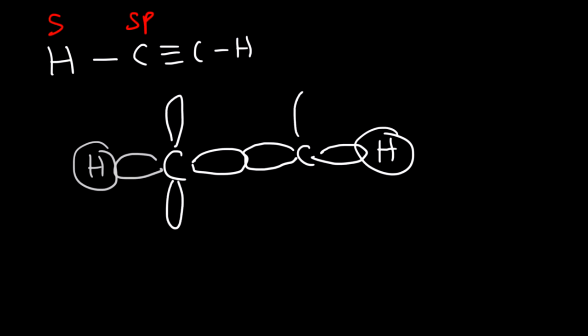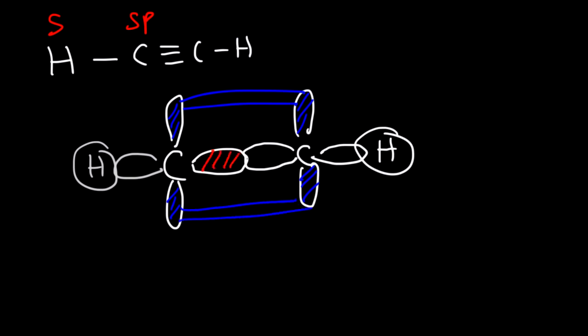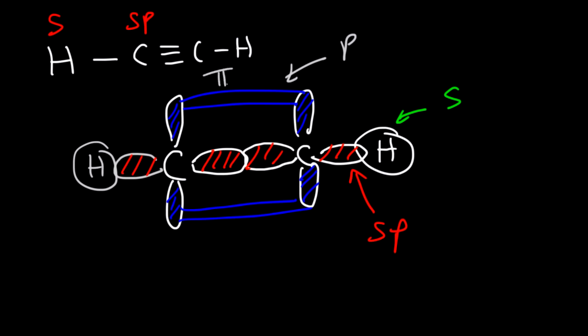And then we're going to have two p orbitals, unhybridized p orbitals. So this is the first one. So this is one pi bond that you see here. And then in the middle, we have the sp hybrid orbitals highlighted in red. And this is simply due to a p orbital. P orbitals make pi bonds.